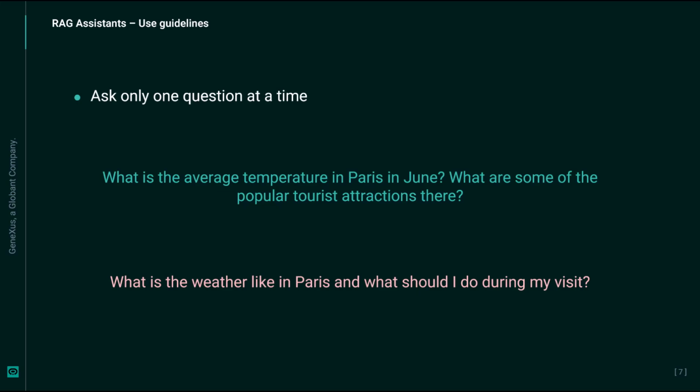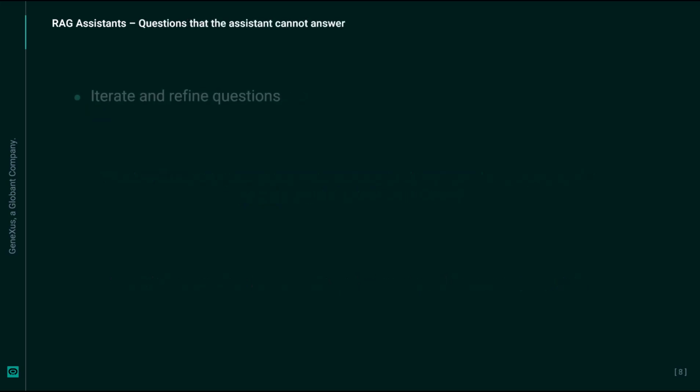Another good consideration is to iterate and refine questions. If the initial answer is different from what we need, we should rephrase the question according to the answer provided by the assistant. Providing alternate phrases is also a good idea. This means trying different ways of phrasing a query, including synonyms and variations in order to explore the assistant's understanding.